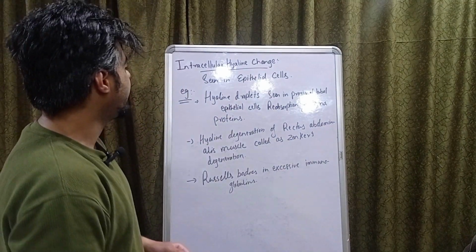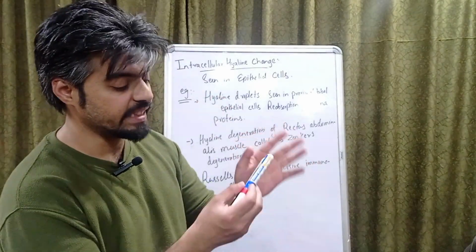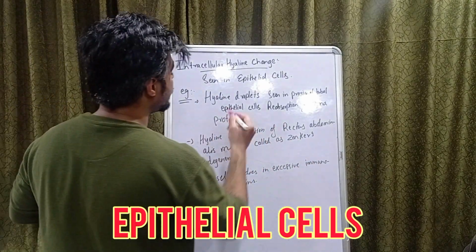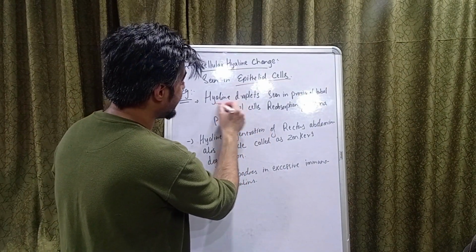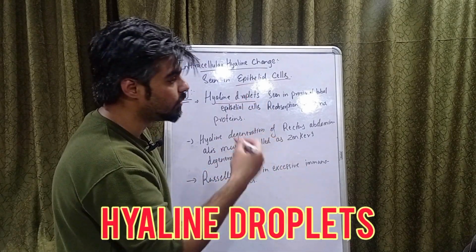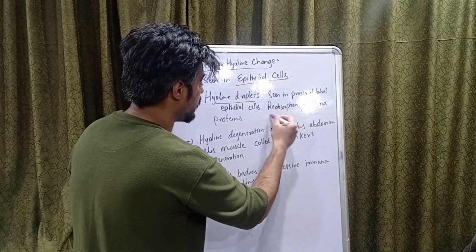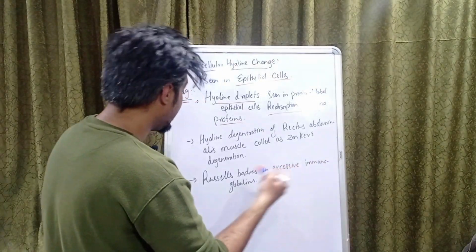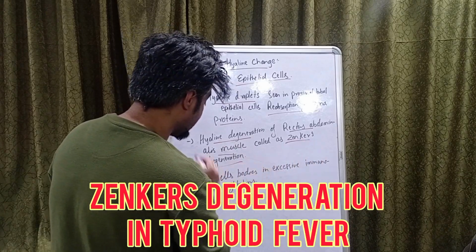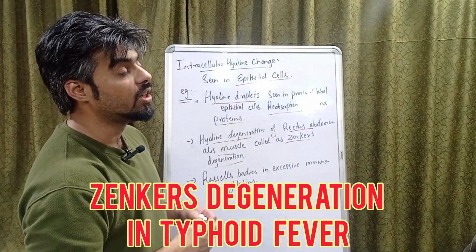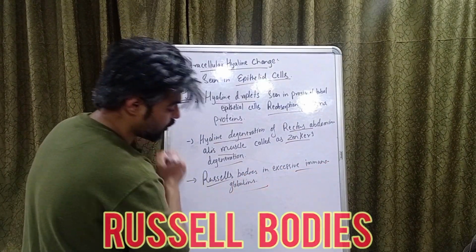So guys, some of the examples of intracellular hyaline change are as follows. Intracellular hyaline change mostly occurs in epithelial cells. First, hyaline droplets, seen mostly in the proximal tubule epithelial cells due to excessive absorption of plasma proteins in proteinuria. Second, hyaline degeneration of the rectus abdominis muscle, also called Zenker's degeneration, which happens in typhoid fever. Next are Russell bodies, found with excessive immunoglobulins.